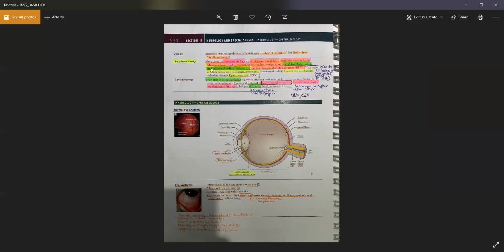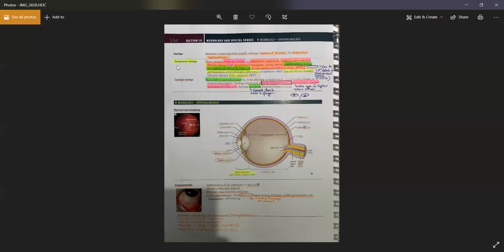There's a difference between vertigo and dizziness, right? In vertigo, the patient would say the surroundings are spinning, versus dizziness, where the patient would say they themselves are spinning. Any more doubt?